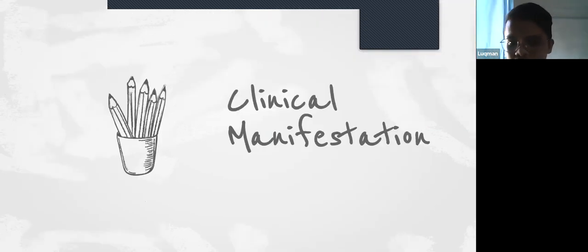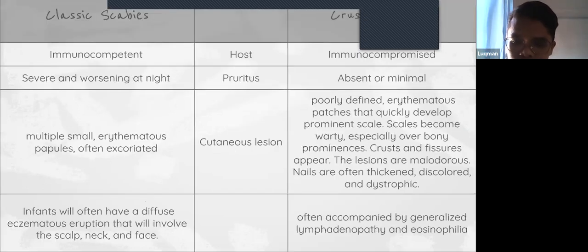So the clinical manifestation of these scabies will appear from the first infestation until 2 to 6 weeks. Symptoms will appear on the person's body. There are two main types of scabies: the first one is classical scabies, and the second one is crusted scabies. The host for classical scabies is immunocompetent, a normal person like us.